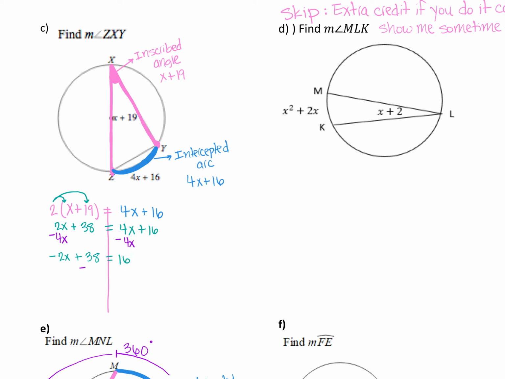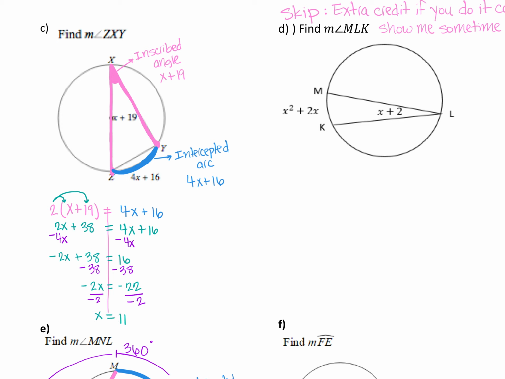And now we subtract 38 from both sides. And so we have negative 2x is equal to 16 minus 38 is negative 22. Divide both sides by negative 2. And so x is equal to 11.